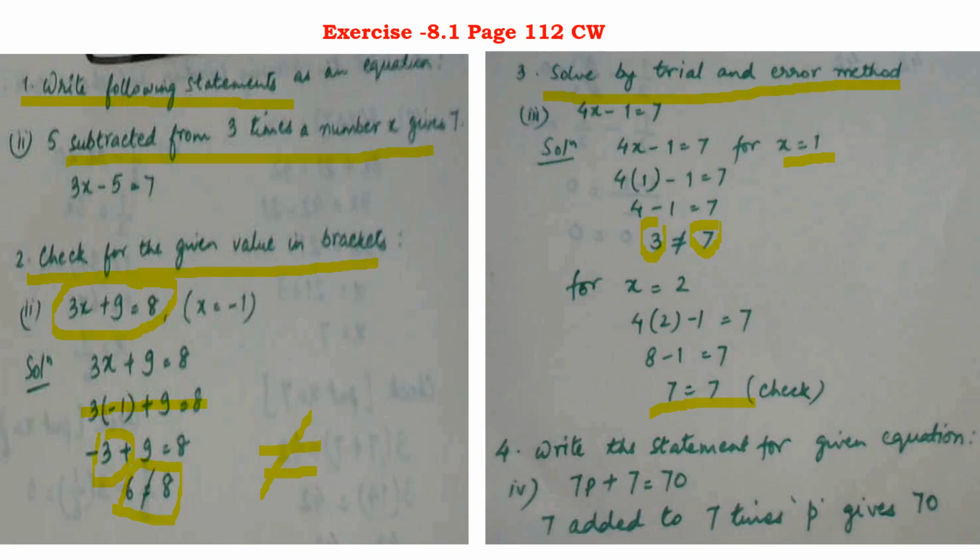Question number 4, write the statement for the given equation. Some equations will be given and you have to write the statements. So part 4 is 7p plus 7 is 70. So I can write the statement as 7 added to 7 times p gives 70.